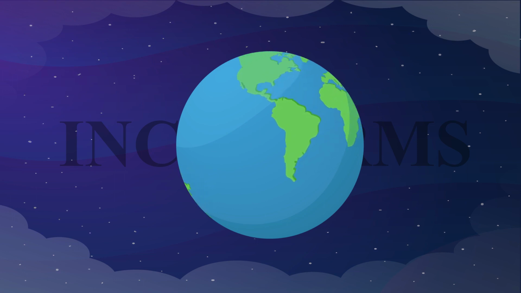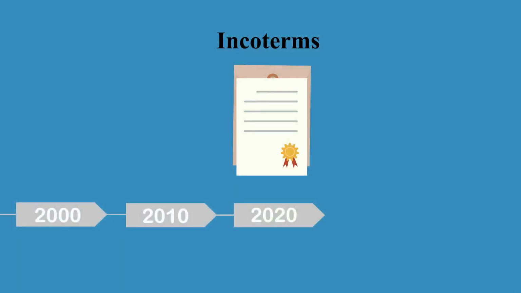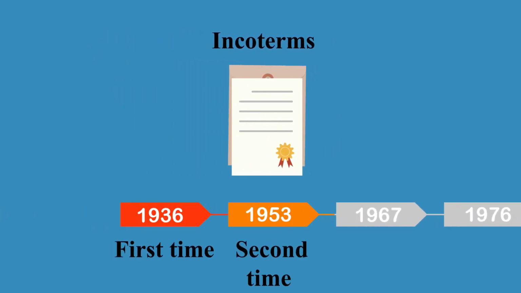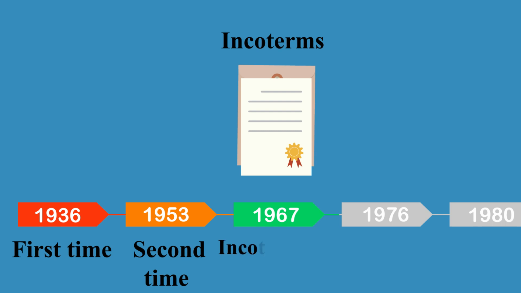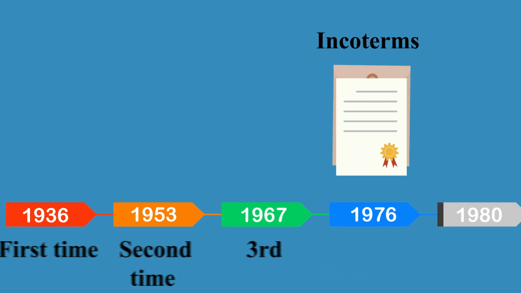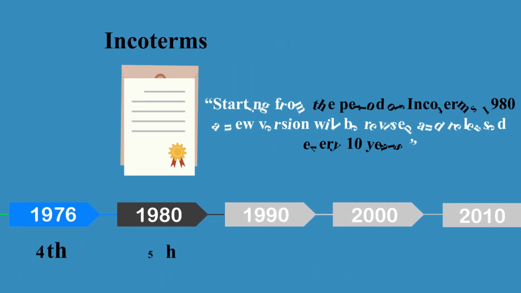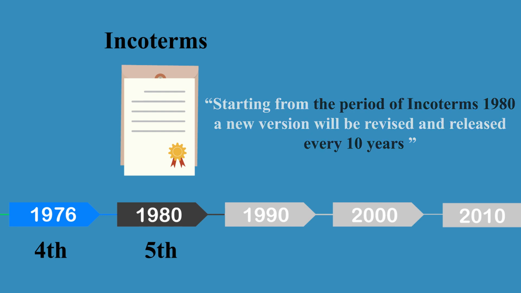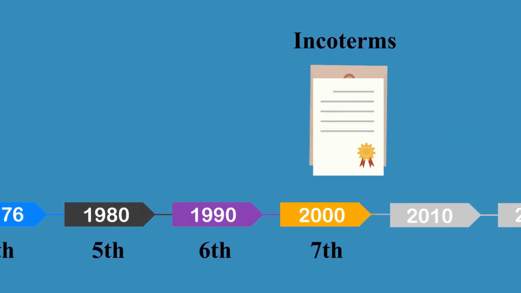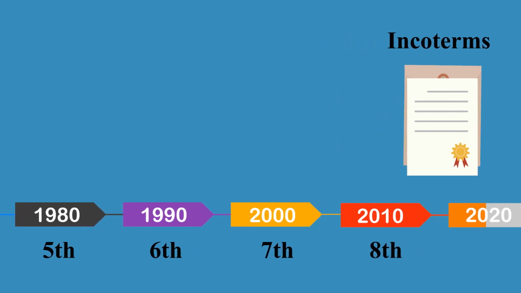Up to now, there have been 9 changes of Incoterms: Incoterms 1936, Incoterms 1953, First Amendment in 1967, Incoterms 1953 Second Amendment in 1976. Starting from the period of Incoterms 1980, a new version is revised and released every 10 years, such as Incoterms 1990, Incoterms 2000, Incoterms 2010, and the latest version today is Incoterms 2020.